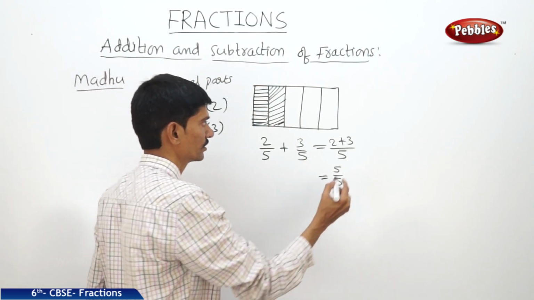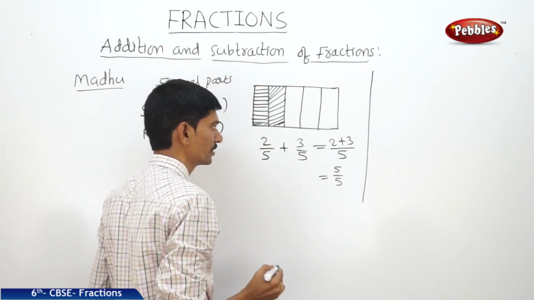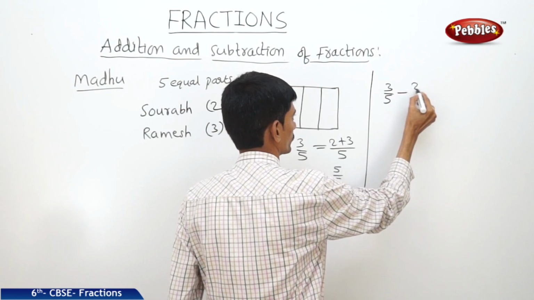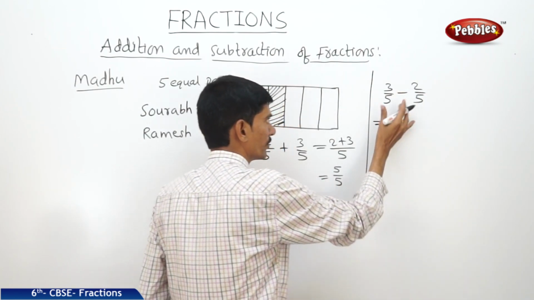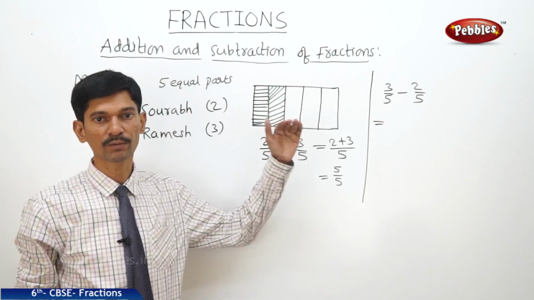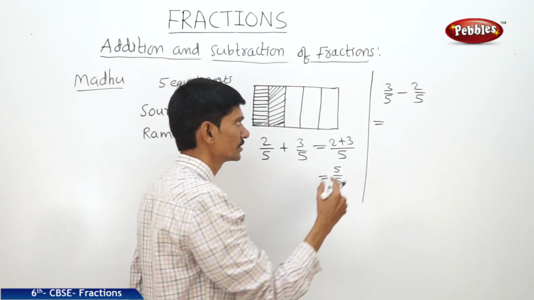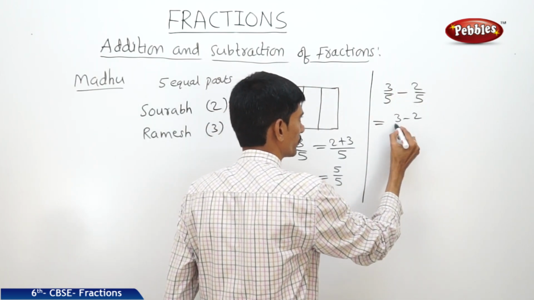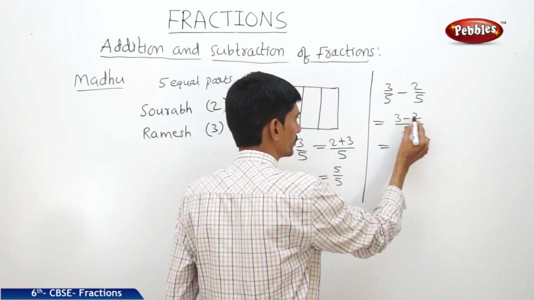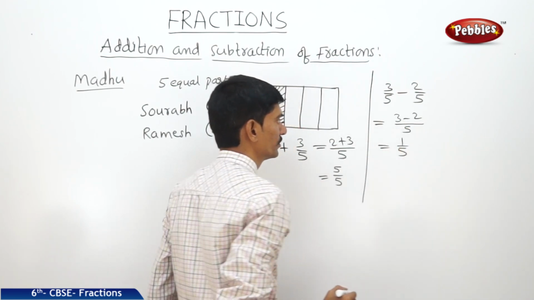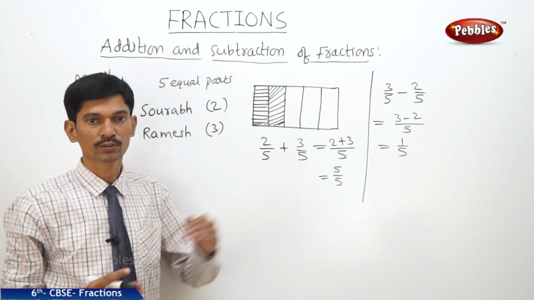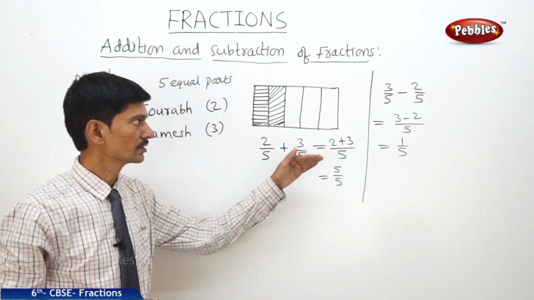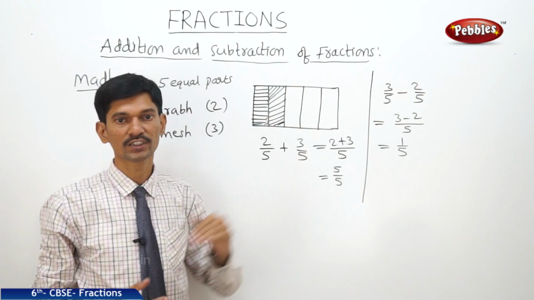Now even when we subtract the fractions, 3 by 5 minus 2 by 5, when the 2 fractions are like fractions, meaning their denominators are equal, we can simply subtract the numerators. 3 minus 2 by 5, so this equals 3 minus 2 is 1 by 5. So when the denominators are equal, we can simply add the numerators by keeping the same denominator, and we can simply subtract the numerators keeping the same denominator.